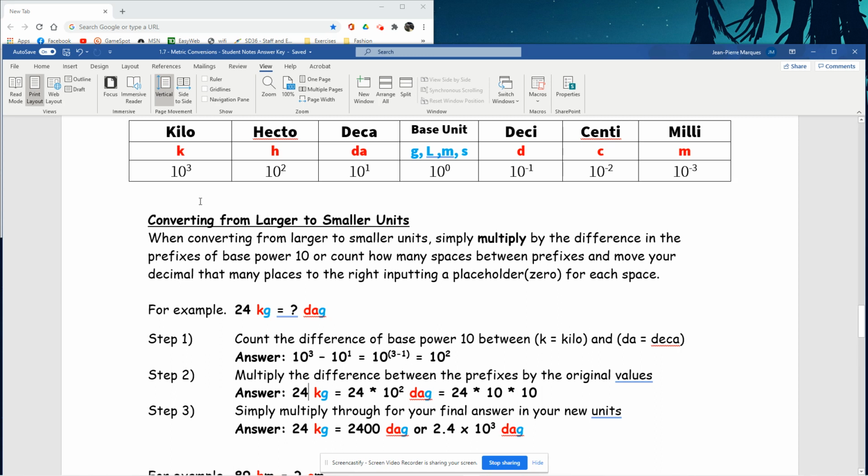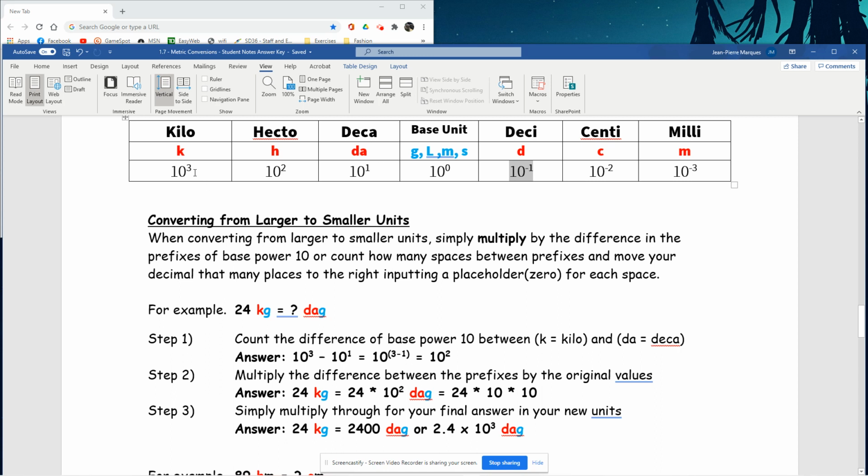So literally, when you are going from a bigger unit to a smaller unit, every space that you move, add a 0. So if I go from kilo, which is here, to let's say deci, which is here, that's a total of 1, 2, 3, 4 spaces. Remember, each space is times 10, right? So let's say I have 4 kilograms. How many decigrams is that? Well, going from kilo to deci, how many spaces do I move? Each space is a 0.